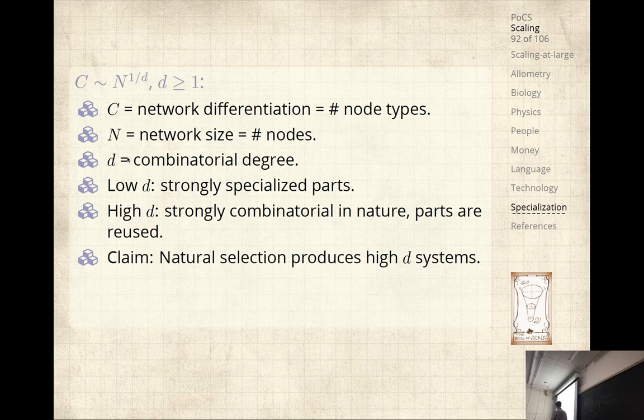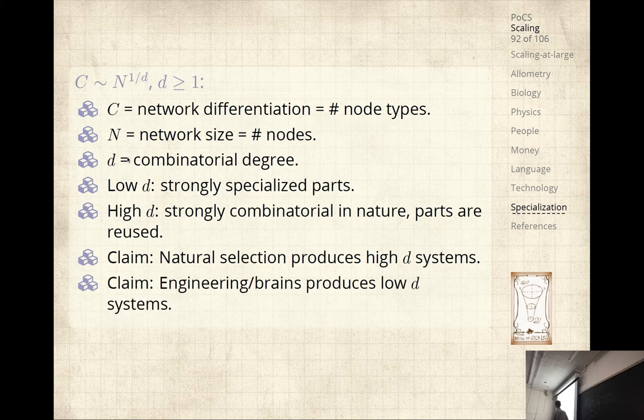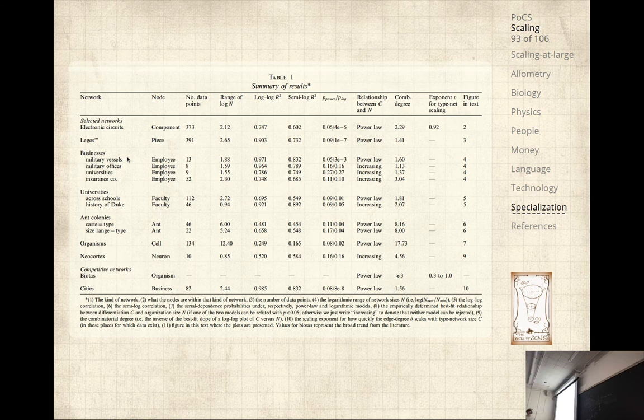And then there's a claim in this paper, at least, that natural selection produces these kinds of highly combinatorial systems. But we can do that as well, but we also tend to, and Lego sets are sort of the somewhat bemoaned example of this, right, so there's tiny little pieces that are very specialized, and that's increasingly happened. But they went through and tried to measure all these things.